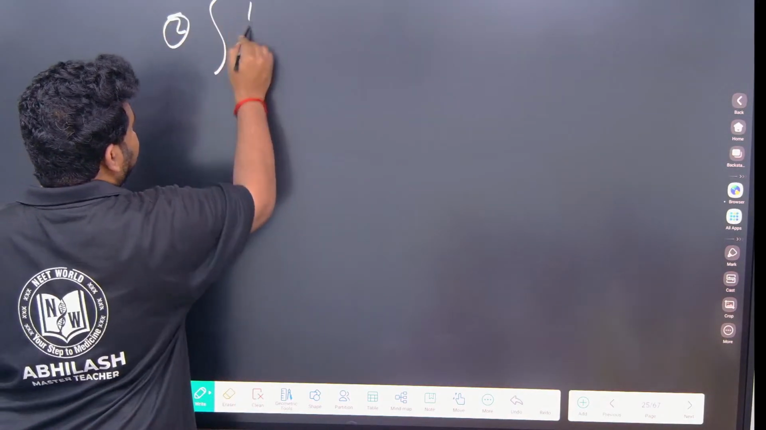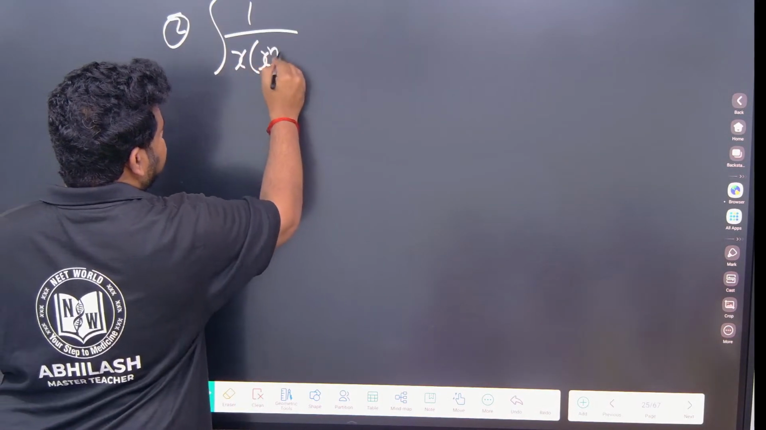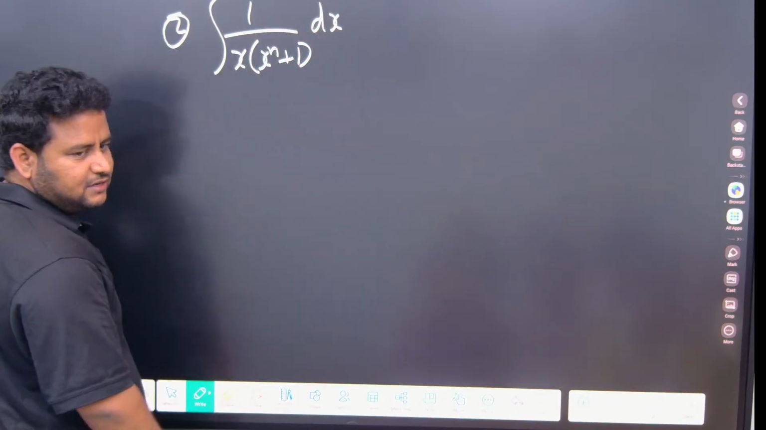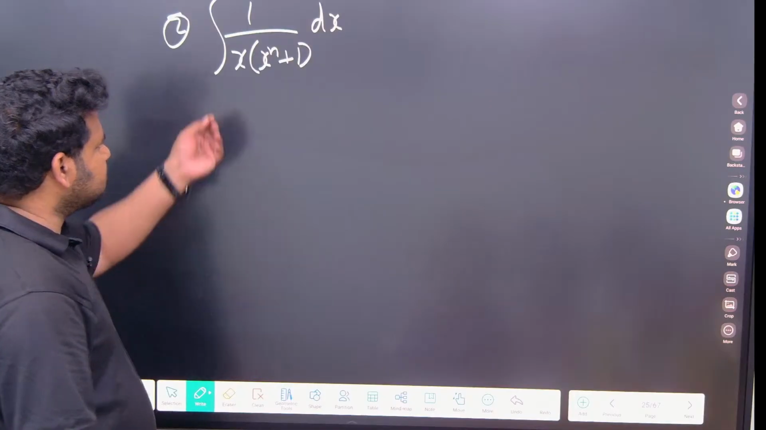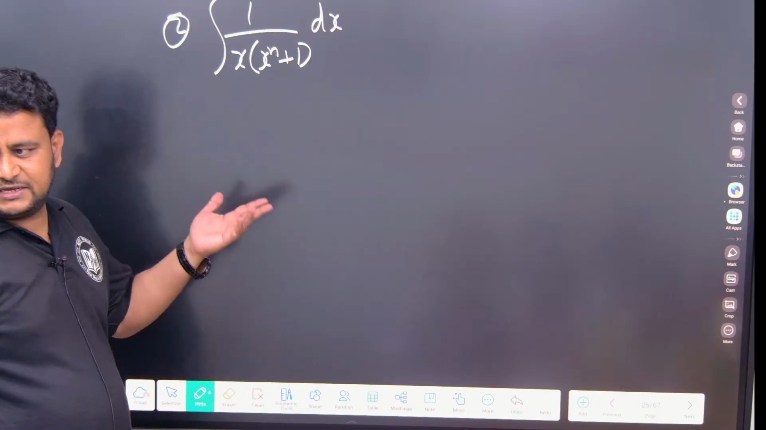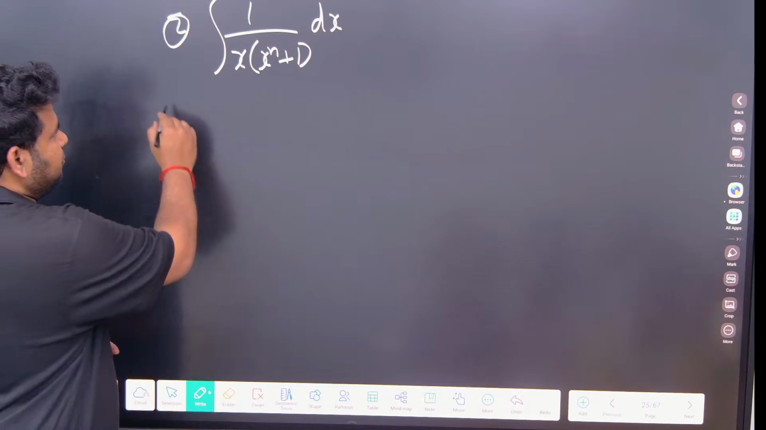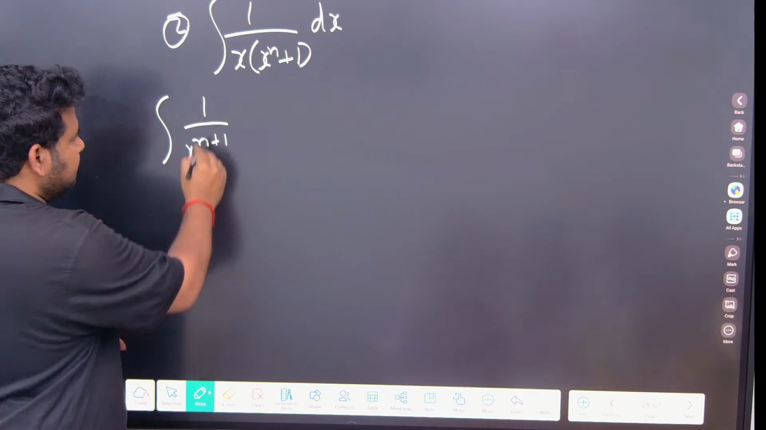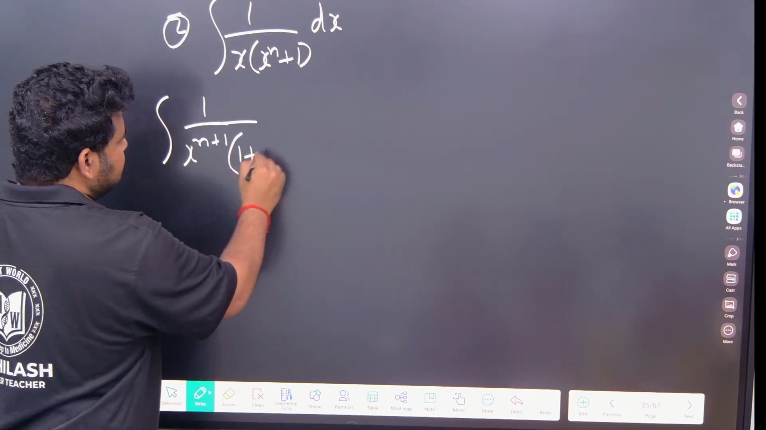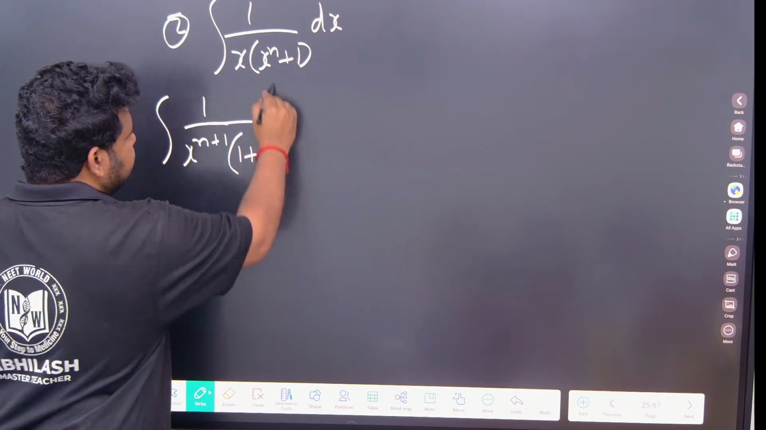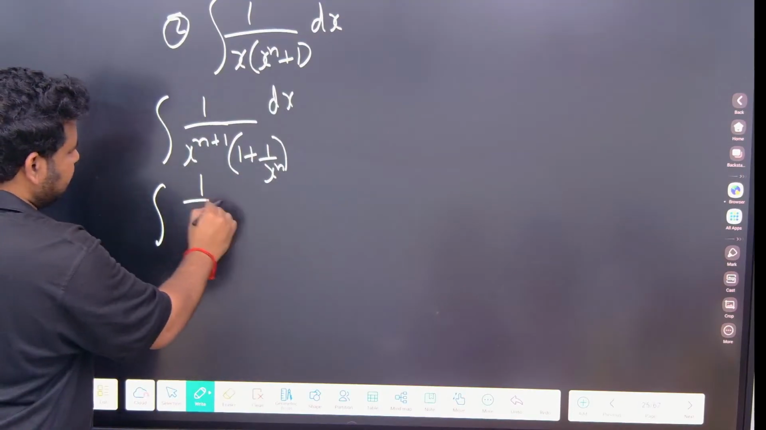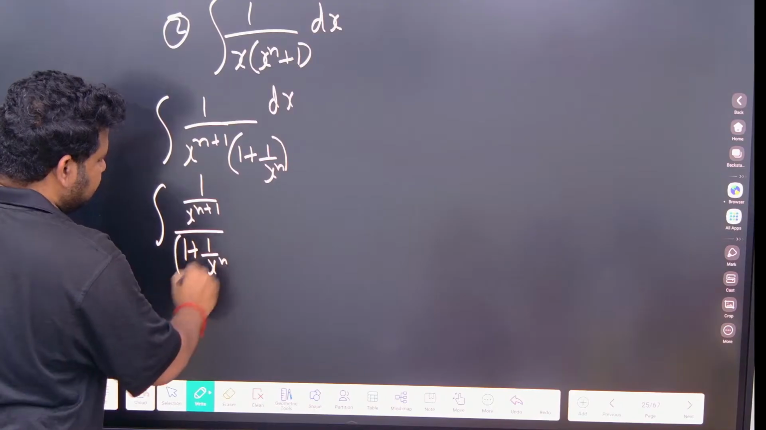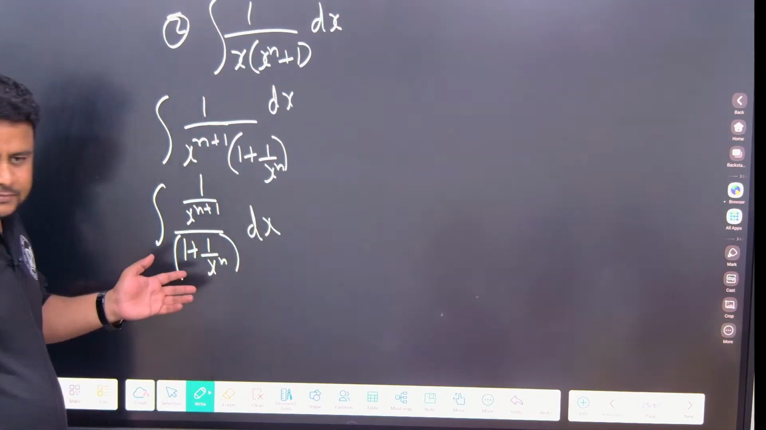So this is the integral of 1 by x into x power n plus 1 dx. Here also, same thing: x power n you take outside. If I take x power n outside, this will become 1 by x power n plus 1, I am writing directly, x power n plus 1. This is 1 plus 1 by x power n dx. So this can be written as 1 by x power n plus 1 by 1 plus 1 by x power n dx. Correct?